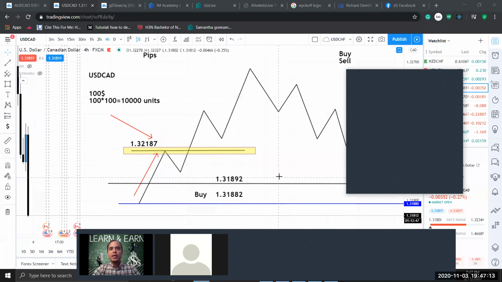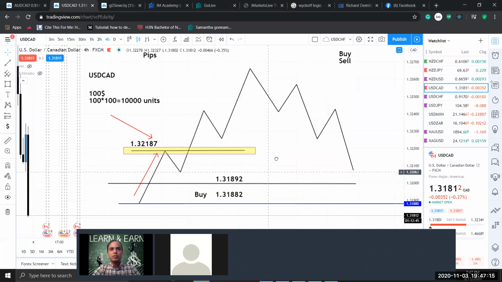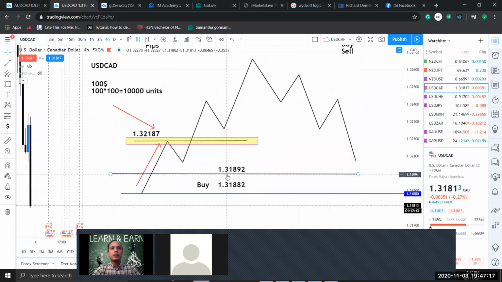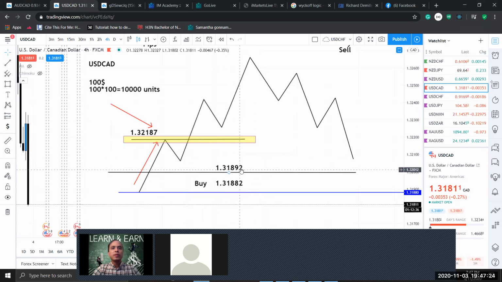All right, maybe I have got my answers. Okay, correct. If you are thinking the difference is one, then you are definitely correct, because this price moved from 1.3188 to 1.31892. That means it has moved 1 pip in profit, because while buying, when the price goes up, you will get in profit.